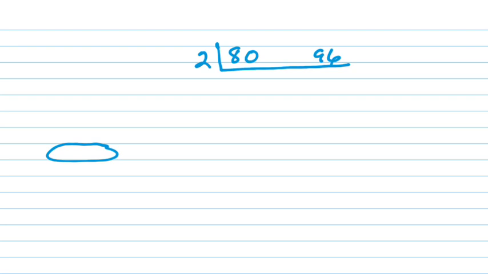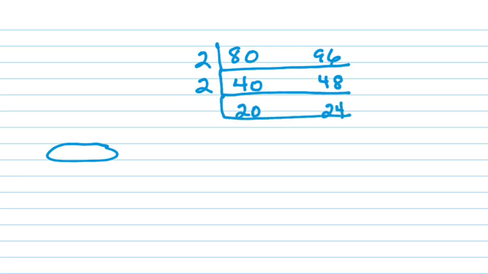What's 80 divided by 2 going to make? 40. What's 96 divided by 2 going to make? 48. Good. Now 40 and 48 will both divide by 2 again, so we're going to divide again by 2. So you get 20 and 24. Good. Which will both divide by 2, so we're going to divide again. 10 and 12, which will both divide by 2, so we're going to divide again. We get 5 and 6.